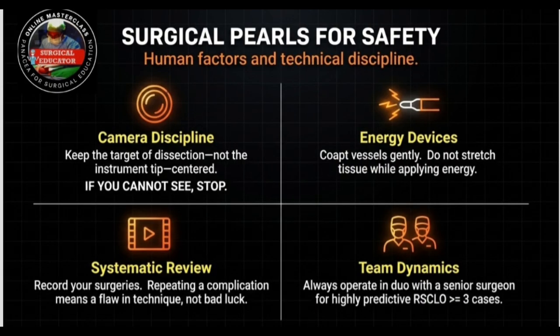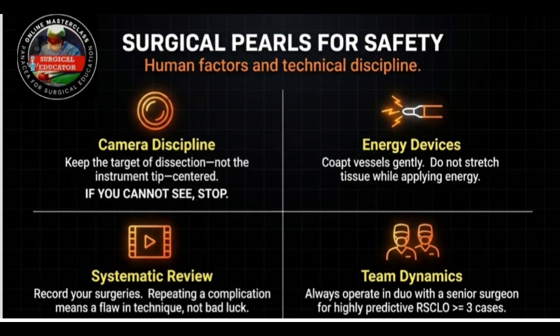Next pearl, energy devices. Cope vessels gently. Do not stretch tissue while applying energy. What is coaptation? Using devices like ultrasonic shears to apply intense heat and pressure, physically melting the collagen in vessel walls together to seal them. Why is stretching dangerous? Thermal spread.